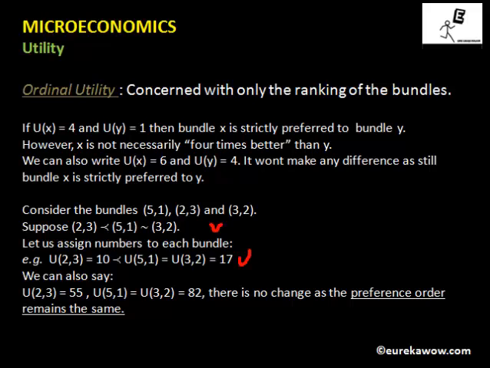But we might as well say that u(2,3) is equal to 55 and the utility from (5,1) and (3,2) is 82. It won't make a difference because it will still mean the same, that the consumer is indifferent between the two bundles (5,1) and (3,2), and the consumer prefers both these bundles over the bundle (2,3). So the ordinal approach to utility says that we are mainly concerned with the preference order of the bundles. The preference order should remain the same. The numbers that we assign to each of the bundles can change, but it should not affect the preference order of the bundles.